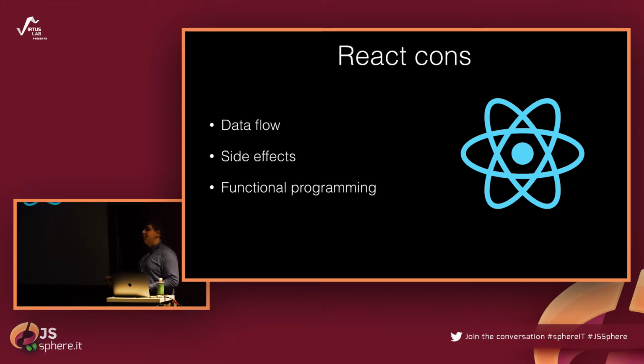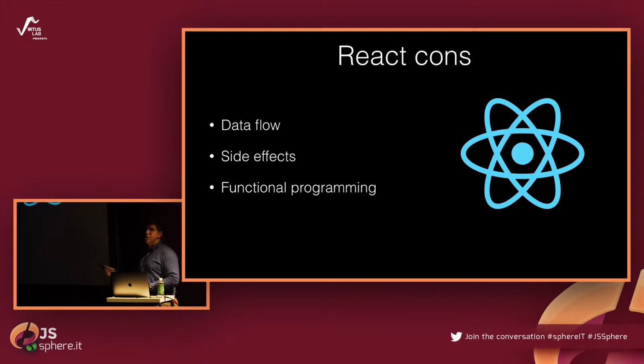First thing is data flow. When they were building React, data flow wasn't really on their mind. They wanted to create a small and fast library that would react to UI changes. And for data flow, people created Redux or MobX or some new technologies on top of React to help fix the problem. Then there are side effects.